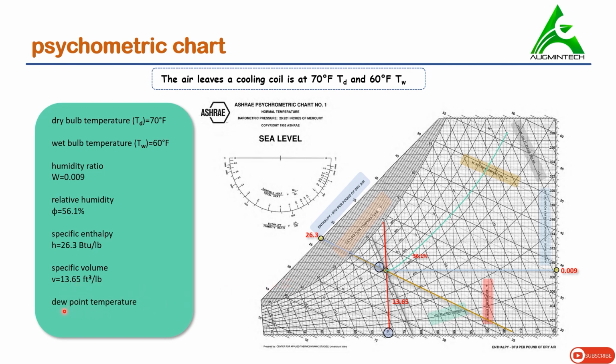Now we find lastly dew point temperature. So we draw a line of dew point temperature from this point to the curve of dew point temperature, which is this. So we get the value as 53.7°F. So this is a sample problem to show how to find values of psychrometric parameters from ASHRAE's psychrometric chart if any two values are known.